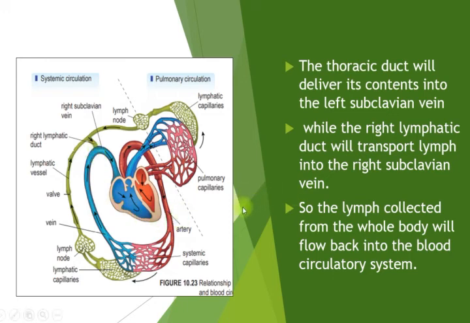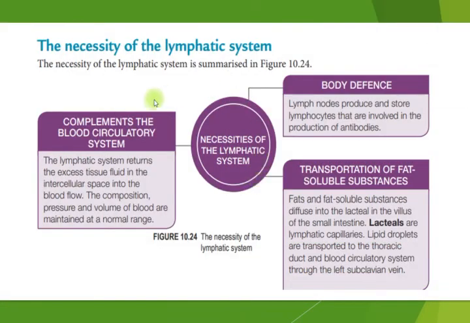So that's how the lymphatic system and the blood circulatory system are closely related. Now, the necessity of the lymphatic system. Why is the lymphatic system very important? First, it complements the blood circulatory system. The lymphatic system returns the excess tissue fluid in the intercellular space into the blood flow. The excess tissue fluid just now refers to the lymph.